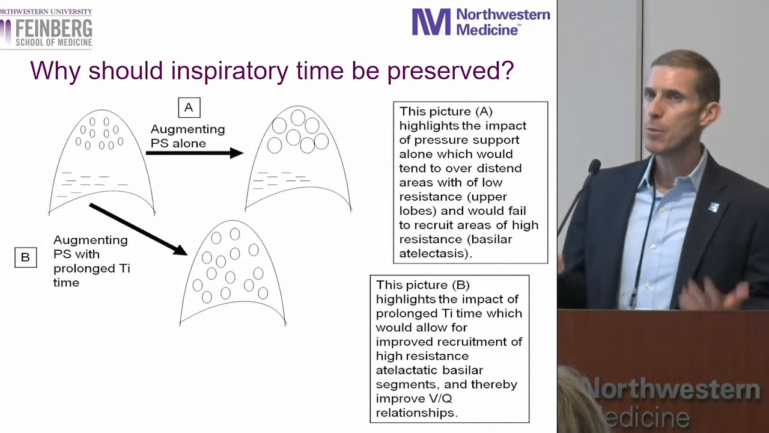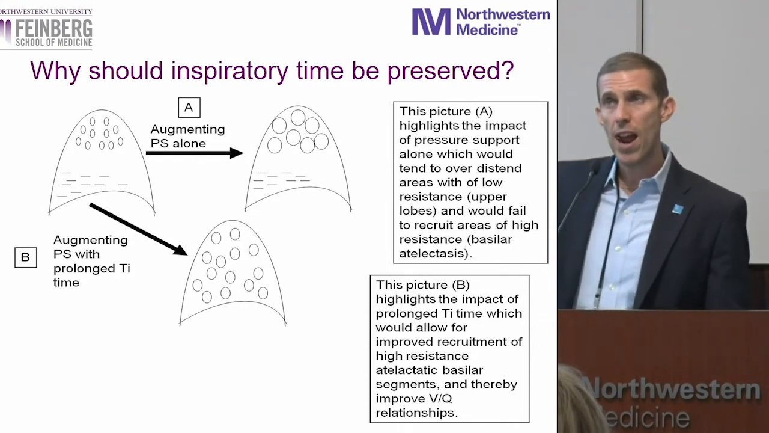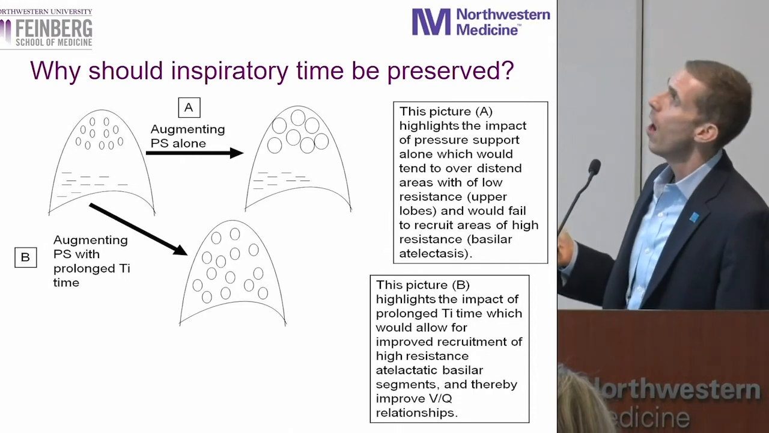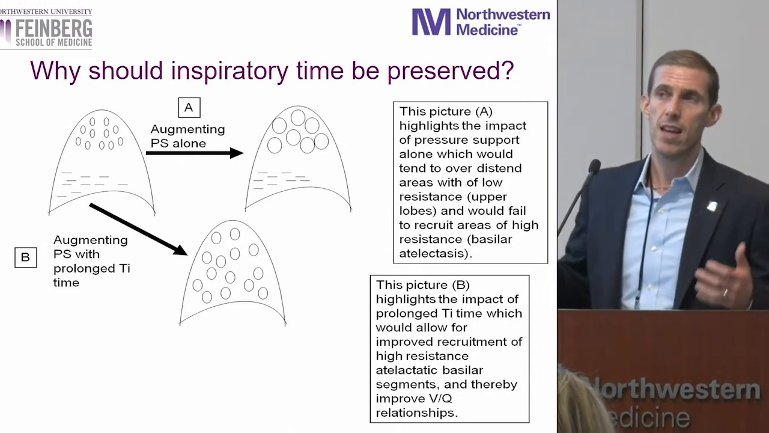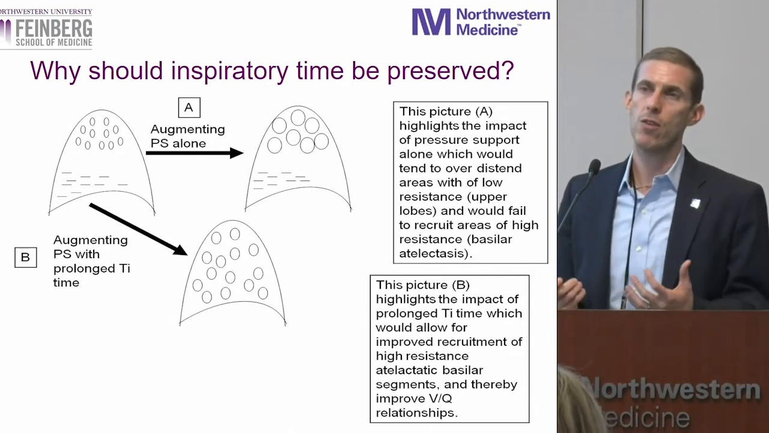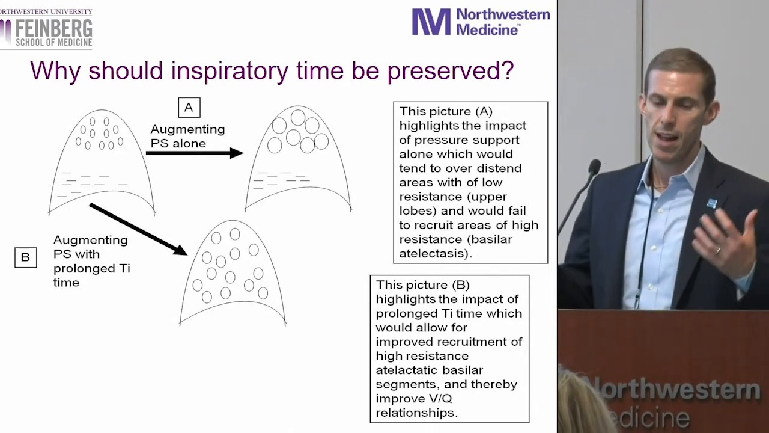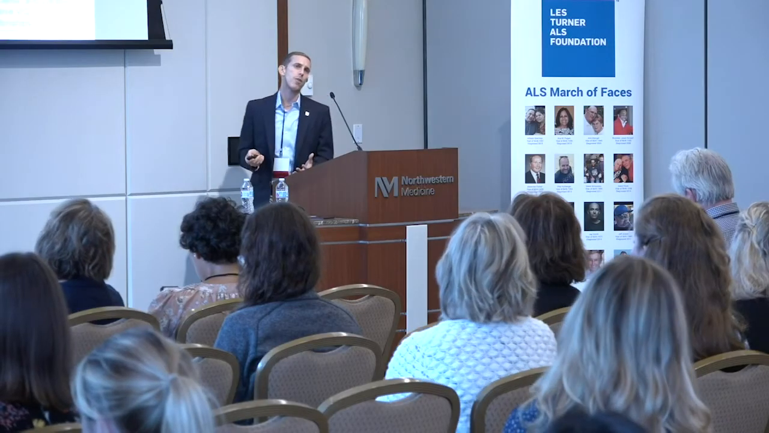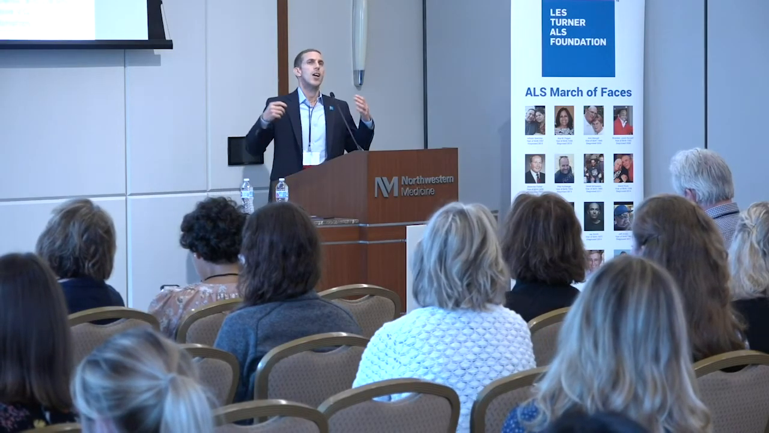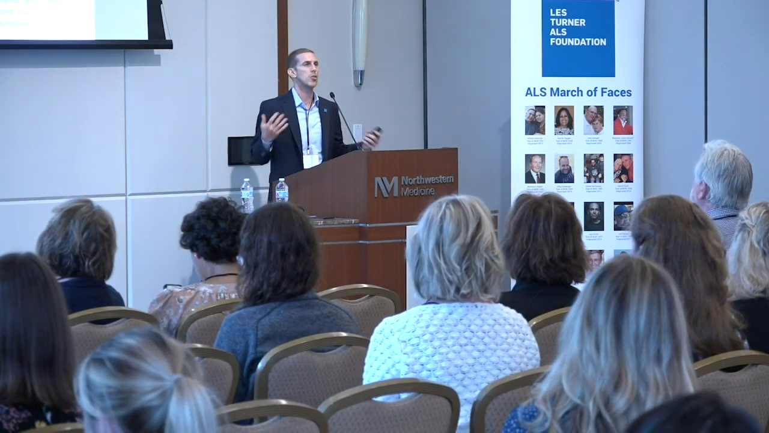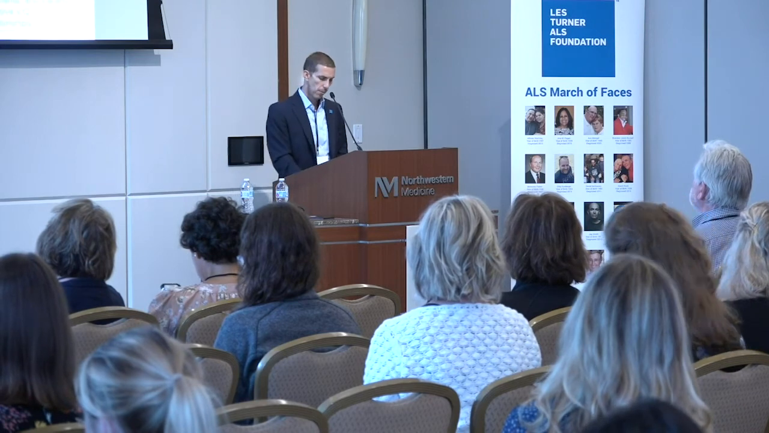If you increase the inspiratory time, the total time that you're at that inspiratory pressure, you actually improve recruitment of these basilar atelectasis. You open up that part of the lung. There are more areas to ventilate. The work of breathing goes down. The patient's better rested. That's why it's really important. So when you're picking your settings or working with your respiratory therapist or talking to your pulmonologist, inspiratory time is so important because it really does help decrease the work of breathing for people living with ALS.